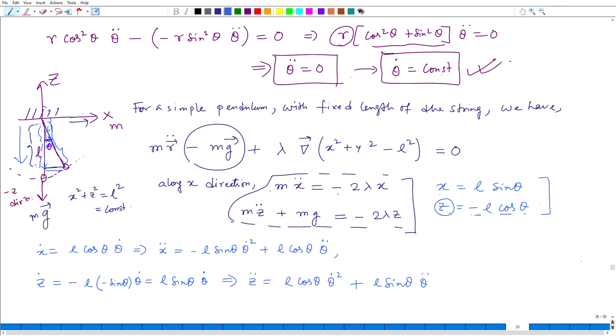Okay. Now, we will write the equation of Lagrange of the first kind for this system in the plane polar coordinate system, and I use this green ink again.